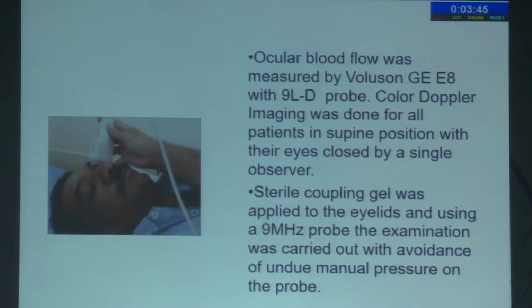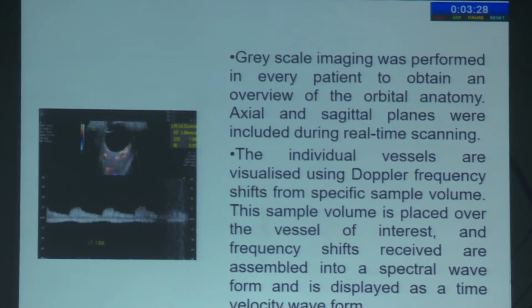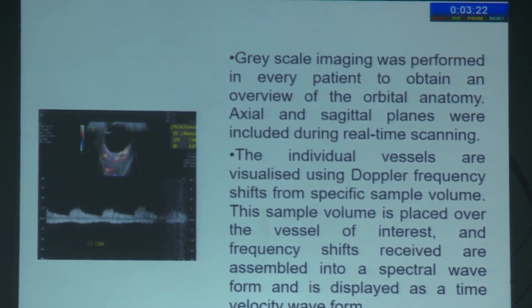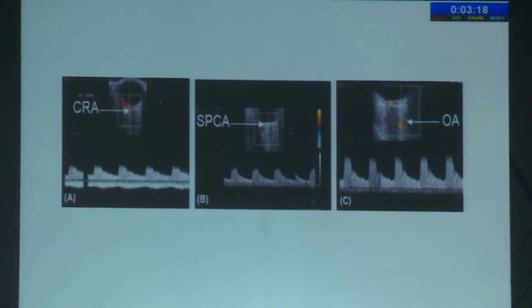Color Doppler imaging was done for all the patients in the supine position with the eyes closed by a single observer. Sterile coupling gel was applied to the eyelids, and using a 9 MHz probe, the examination was carried out with the avoidance of undue manual pressure on the probe. B-scan imaging was done, and then color Doppler was started, and grayscale imaging in which the orbital anatomy was overviewed and the individual vessels were visualized using Doppler frequency shifts from the specific sample volume. This sample volume is placed over the vessel of interest and the frequency shifts are seen.